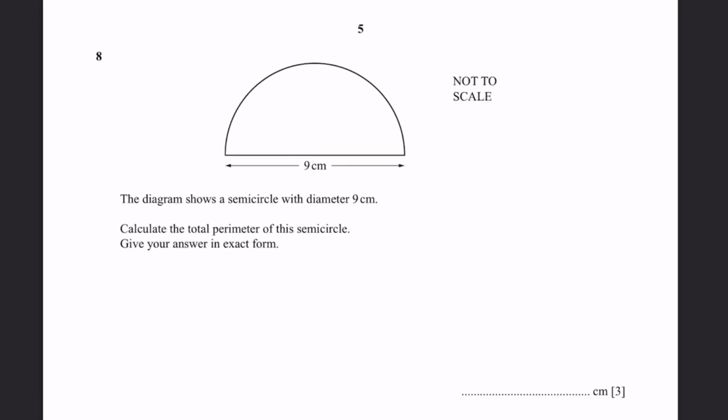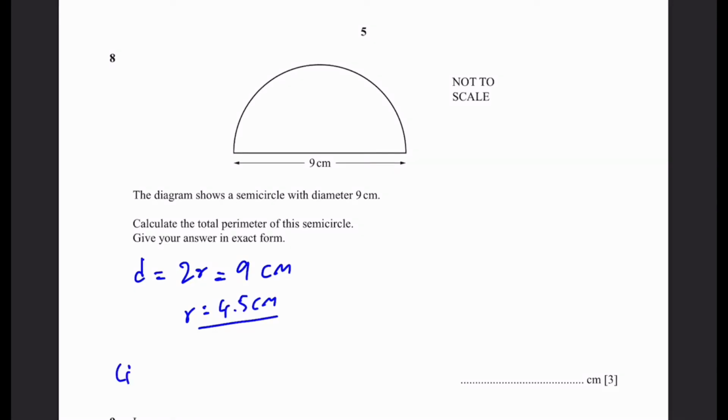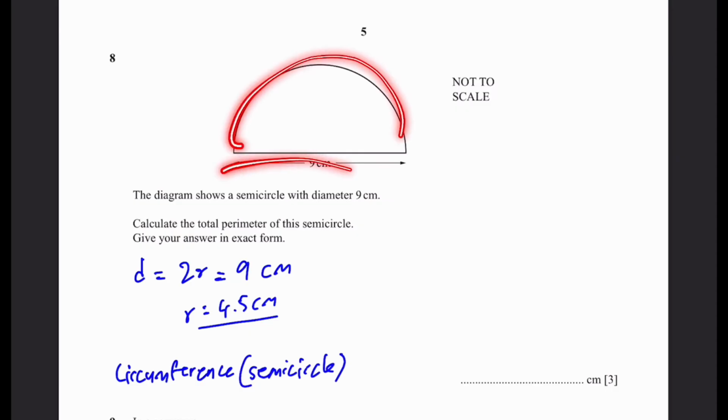Question 8. The diagram shows a semicircle with diameter 9 centimeters. Calculate the total perimeter of this semicircle. Give your answer in exact form. Well, if the diameter is 9 centimeters, that's just 2 times the radius. So that's 9, and the radius is 4.5 centimeters. Now, what is the circumference of a semicircle? And by circumference, I only mean the curved part, not the straight part here.